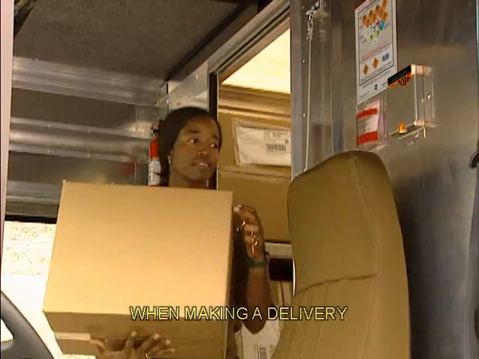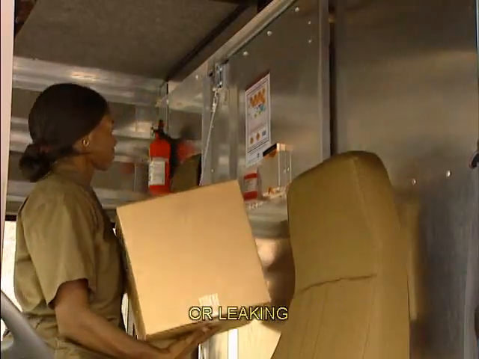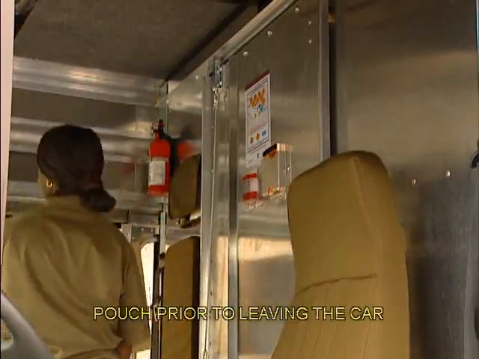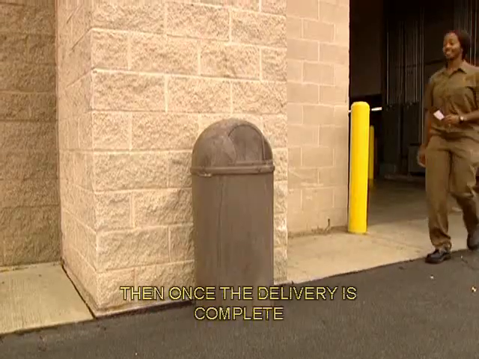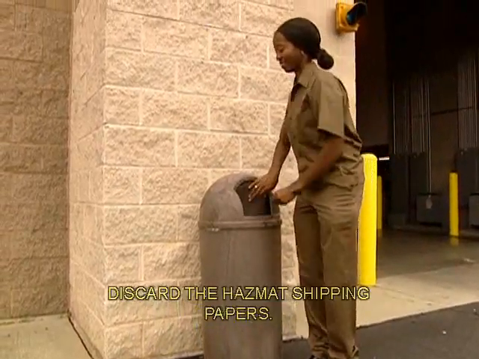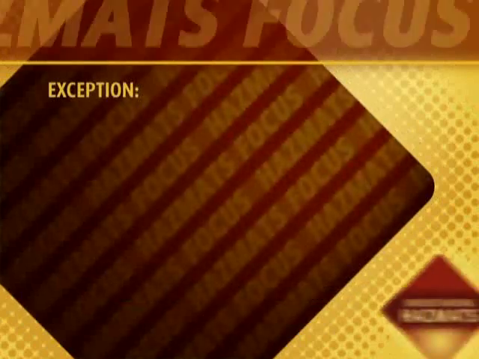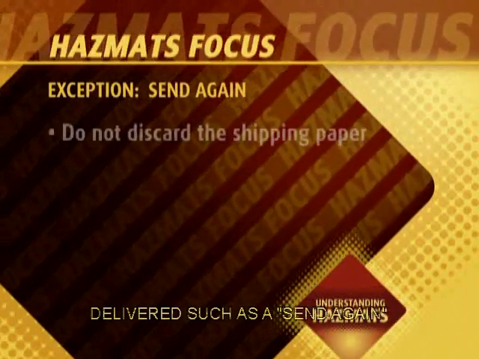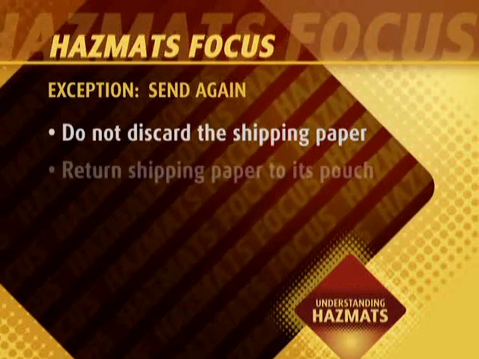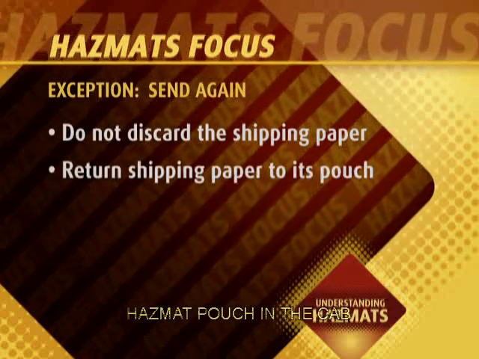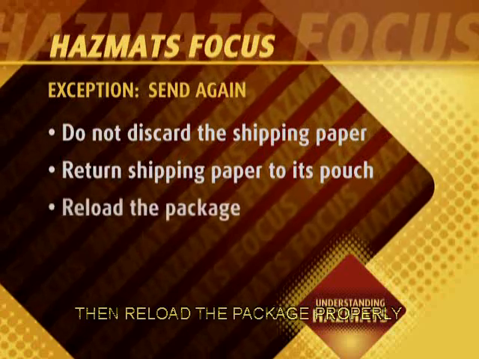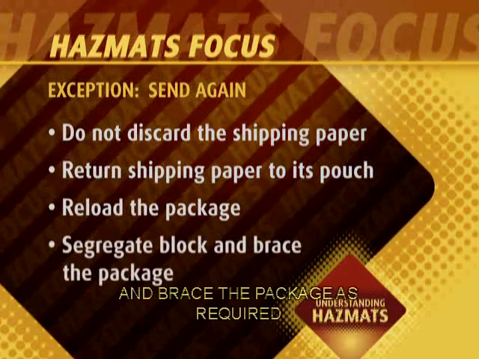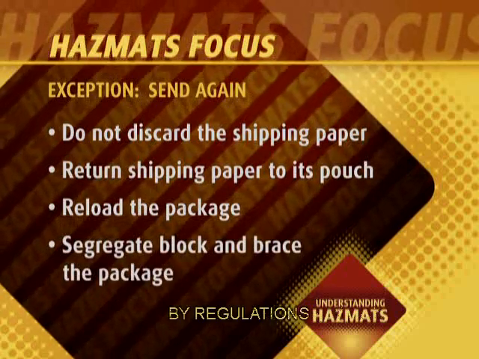When making a delivery, make sure the package is not damaged or leaking. Remove the corresponding shipping papers from the hazardous materials pouch prior to leaving the car. Then, once the delivery is complete, discard the hazmat shipping papers. On occasions when a package is not delivered, such as a send again, do not discard the shipping paper. Bring the shipping paper back to the hazmat pouch in the cab. Then reload the package properly in the cargo area. Remember to segregate, block, and brace the package as required by regulations.